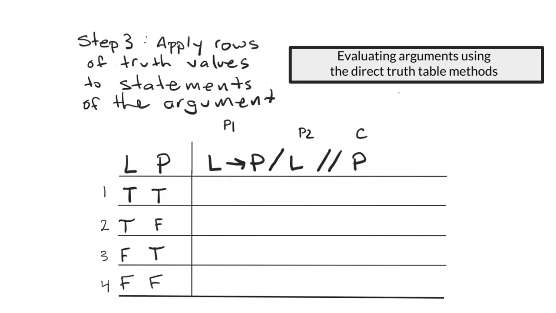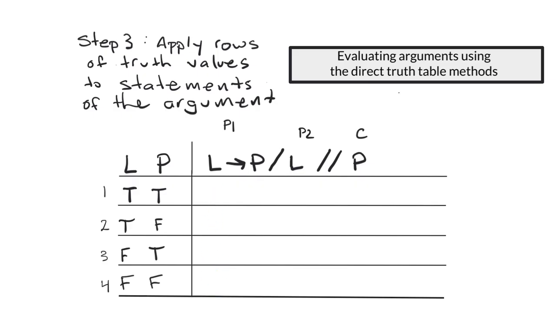Okay, so step 3, we're going to apply the rows of the truth values to the statements of the argument. So there are 2 ways you can do this. You can do premise 1 first and just go down row 1, 2, 3, and 4, or you can do it by row, where you apply the truth values from row 1, where L is true and P is true, to premise 1, then premise 2, and then the conclusion. I like doing each statement by row.